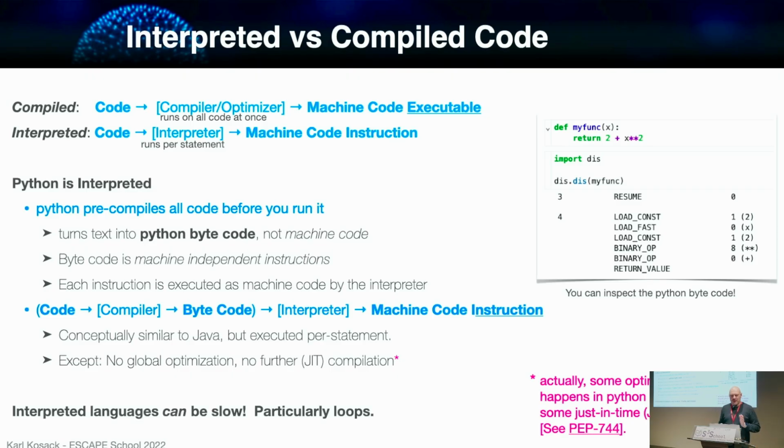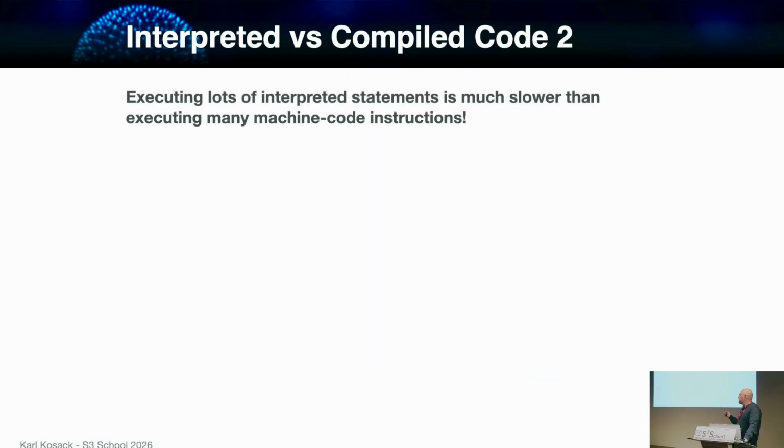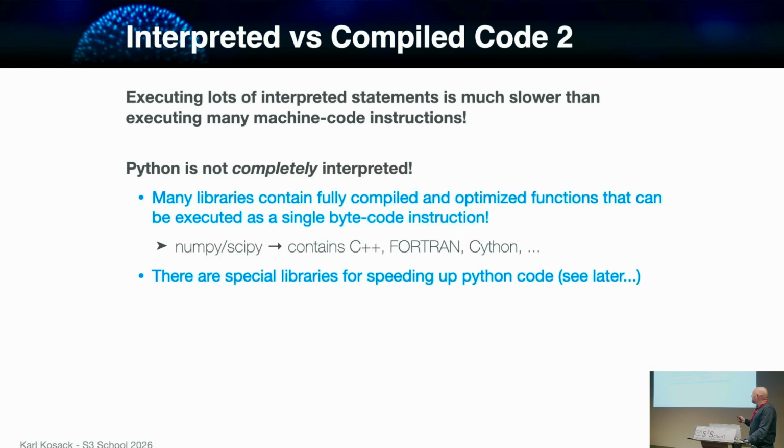So the point here is that interpreted languages can be slow, especially since Python doesn't do optimization, but also because it's stepping through a bunch of instructions and turning them into machine code rather than just executing machine code directly. And that tends to be slow, right? So you're looking at interpreted statements, and that's not good.